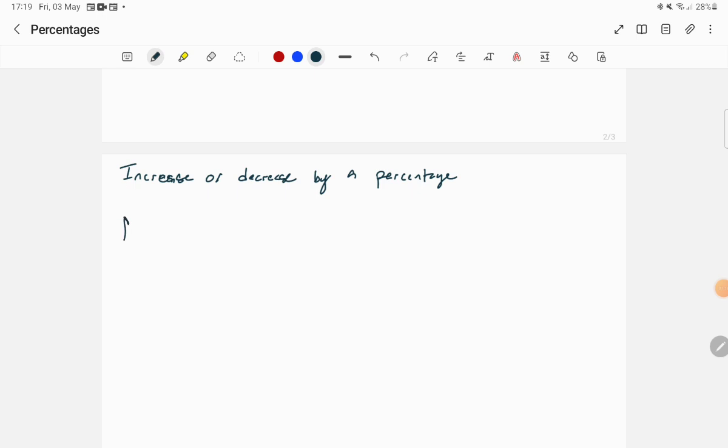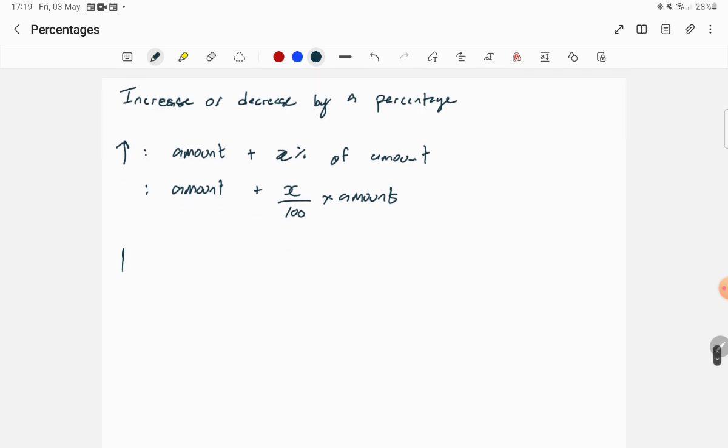So if we were to increase the amount, then it would just be the amount plus the X% of the amount. And so that would essentially be times the amount. So technically, amount plus X over 100 times that amount. That's what it would look like to increase by a specific percentage, and to decrease by a specific percentage, that would be negative. So this would be amount minus X% of the amount.